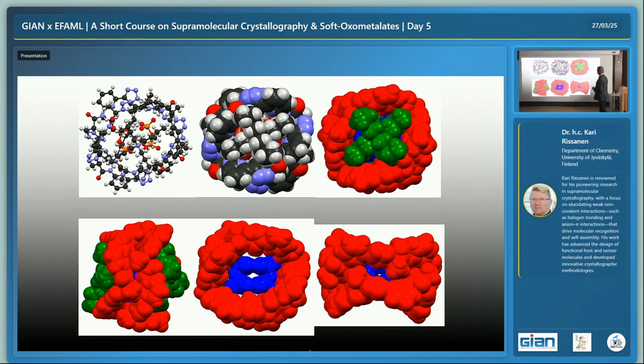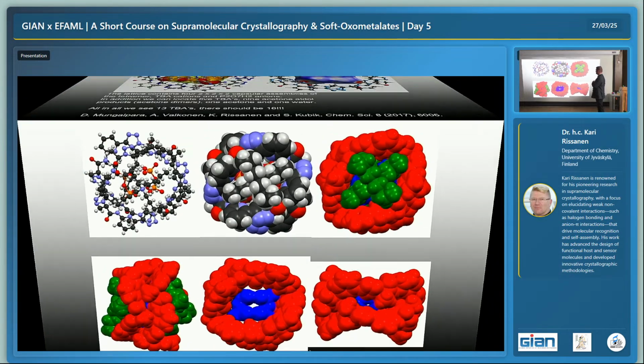So here are the different presentations. The anions inside are blue, the cation is green, and the microcycle is red. And you can see it is very compact, really like a kind of package. It has 2 components, and then there are more of these in there.